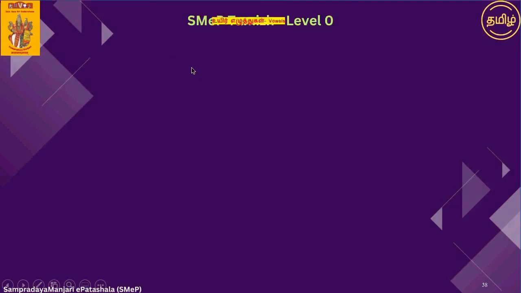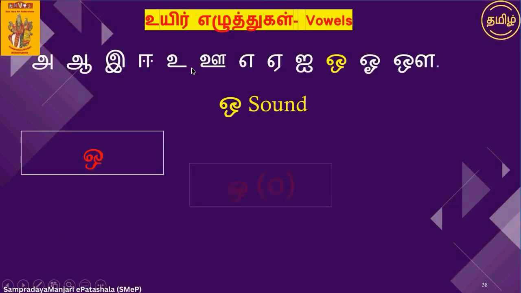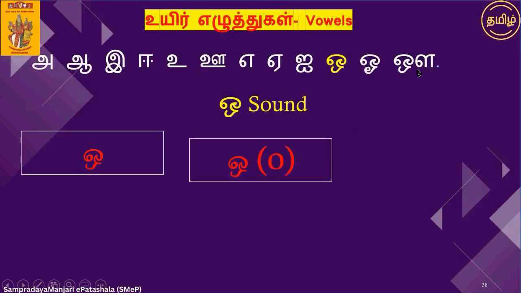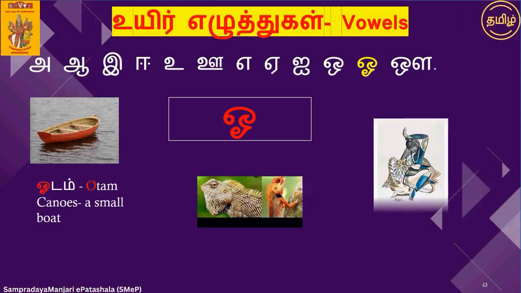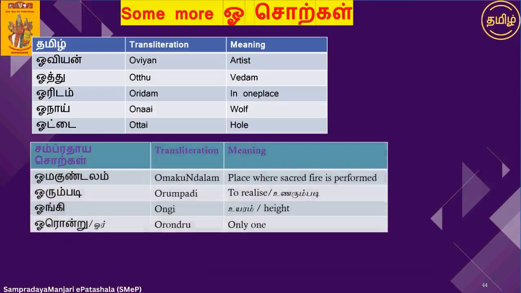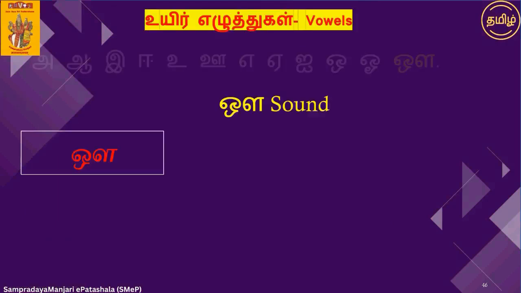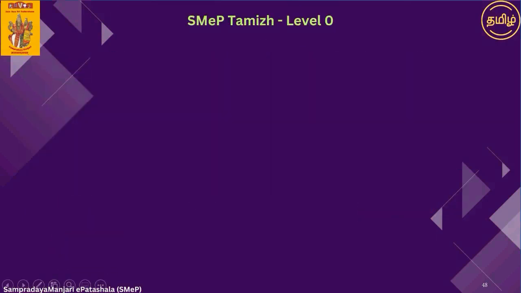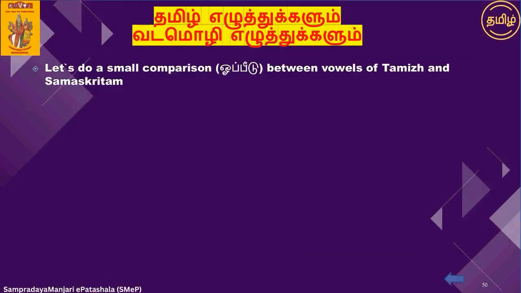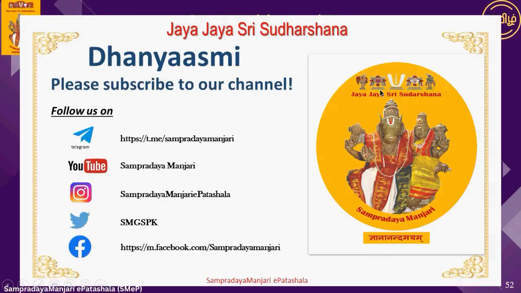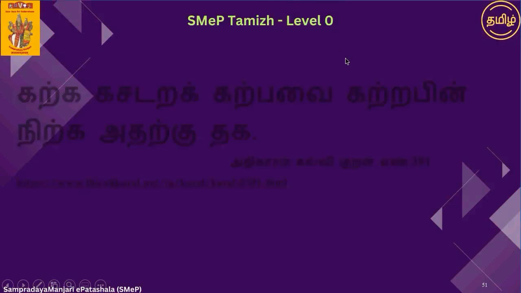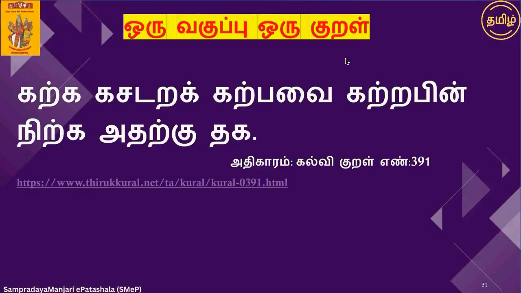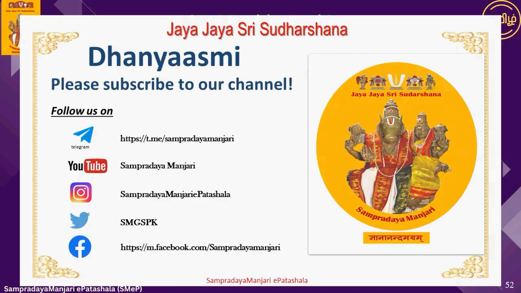So the letters ஒ, ஓ, ஔ we'll see in the next class because it is getting late. Since Aryan gave a revision from us, it's late. So next class we'll see these, followed by a small comparison between Tamil and Sanskrit, and then Thirukkural. That's the syllabus for next class.